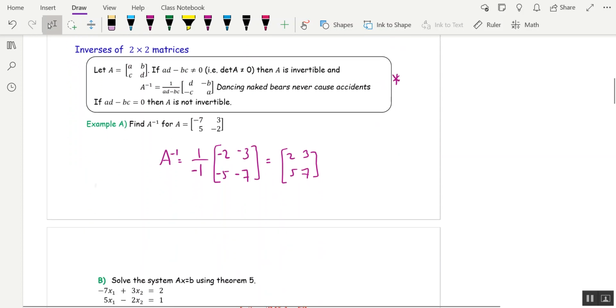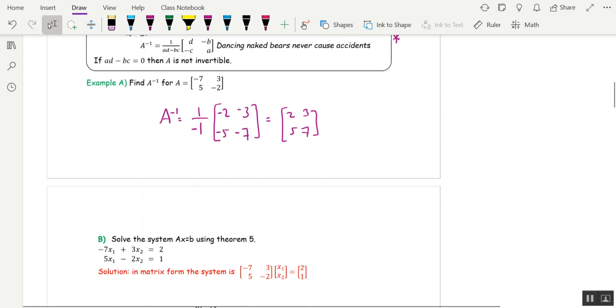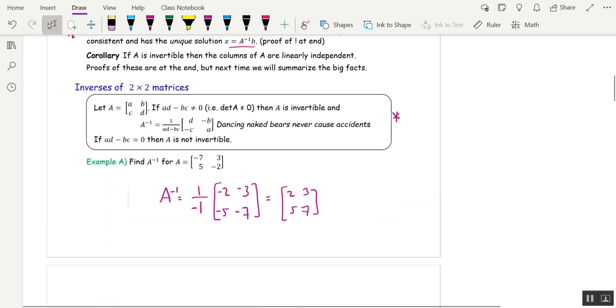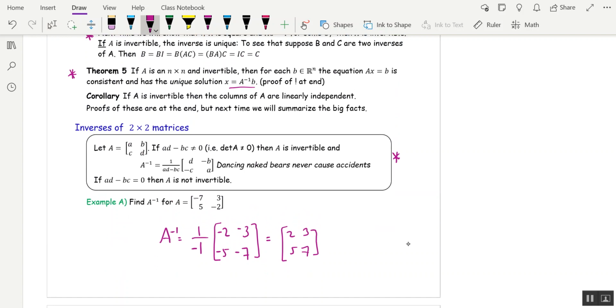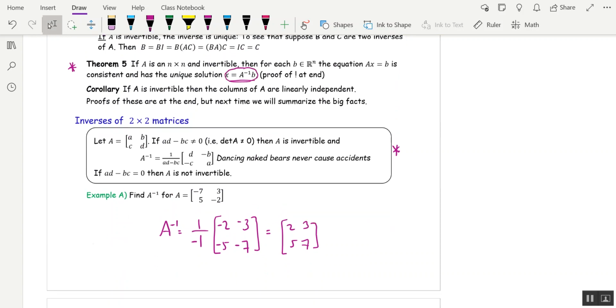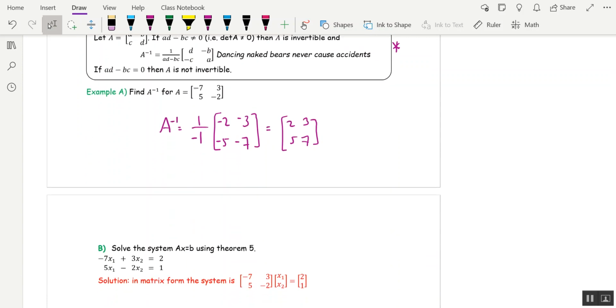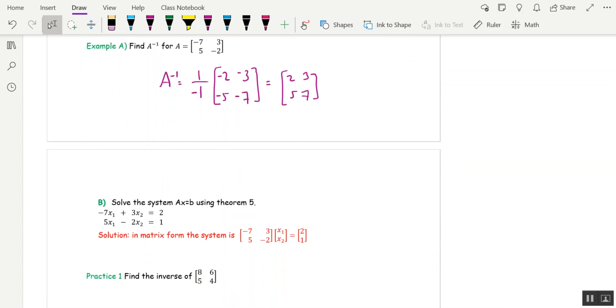Okay, part B is solve this system AX equals B using theorem 5. So by theorem 5, remember, I'll just scroll back here. Theorem 5 says the solution to AX equals B is X equals A inverse B. Now this system isn't random. This system is in the form, I wrote it in matrix form, AX equals B. This is our A from above. So we already found A inverse.